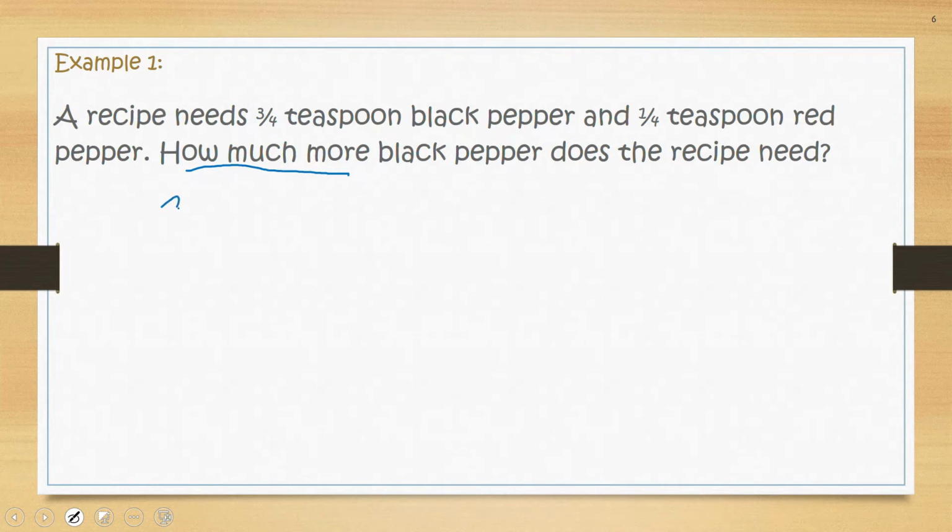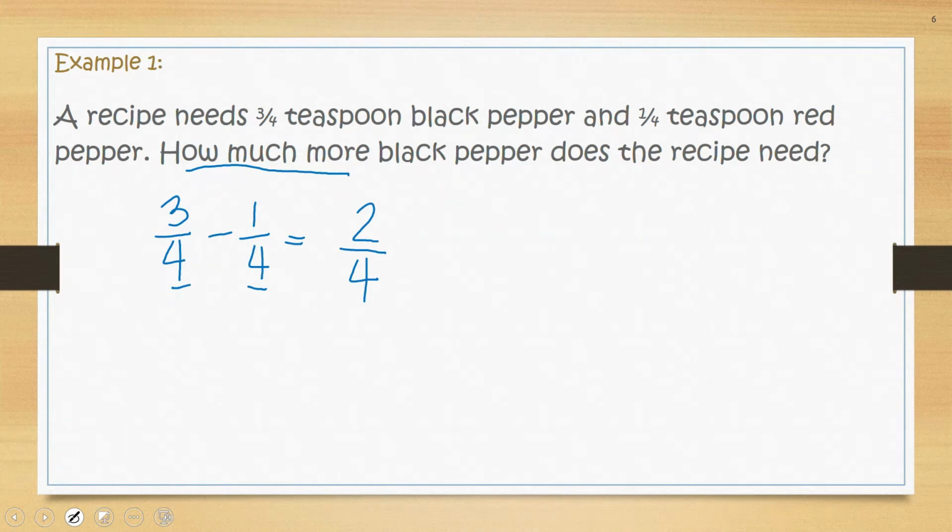So, 3/4 minus 1/4 is equals to. Since magkapareho na yung denominator nila, pwede na tayo mag-subtract agad sa numerator. So, 3 minus 1 is equals to 2. Copy nyo lang yung denominator na 4. At always express your final answer in lowest terms.